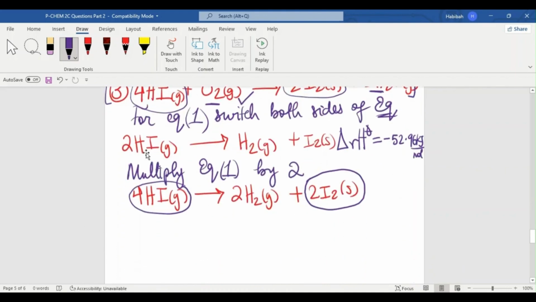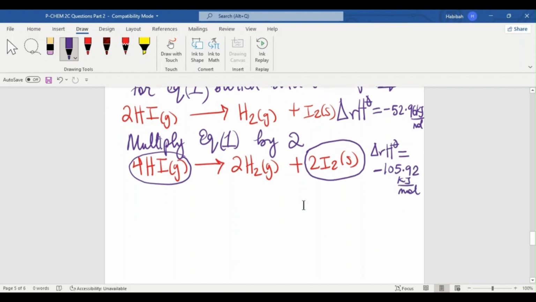But before we go ahead, let's not forget that for equation 1, even though we've multiplied by 2, we don't just leave the enthalpy of reaction like that. We have to now multiply the enthalpy of reaction that we have, negative 52.96, by 2. Since we multiplied the equation by 2, we have to do the same thing for the number value. So that will be negative 105.92 kilojoule per mole. So this is basically how you solve this question.